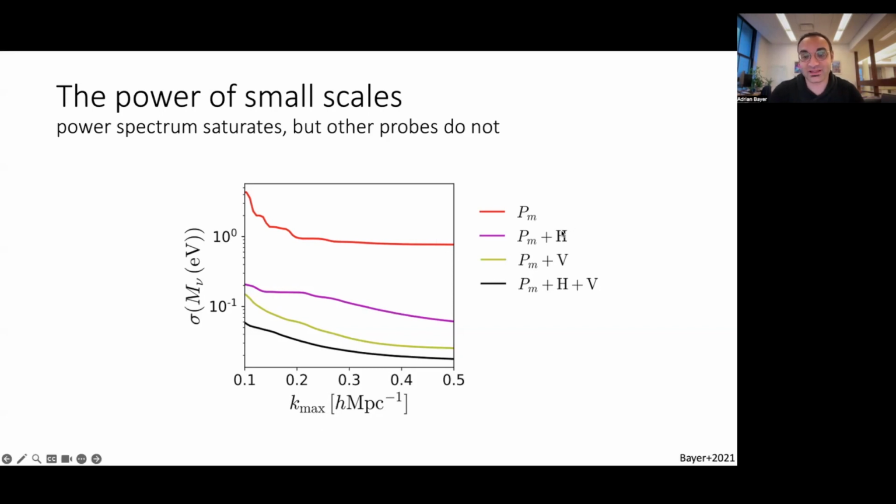However, if you compare with the halo mass function or the void size function or all of them together, then you get this decreasing line as k max increases. So as you go to smaller and smaller scales, you get more and more information, all the way down to k max of 0.5 and potentially beyond. And so this is saying that there's really a lot of information in the small nonlinear scales when you combine all these higher order statistics.